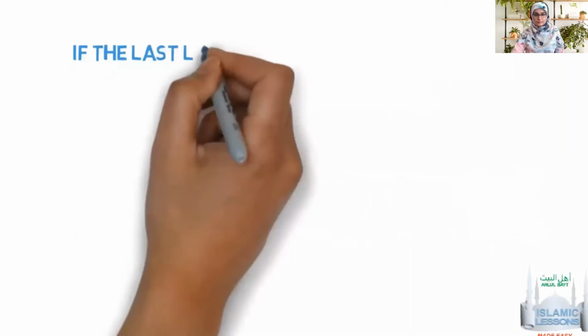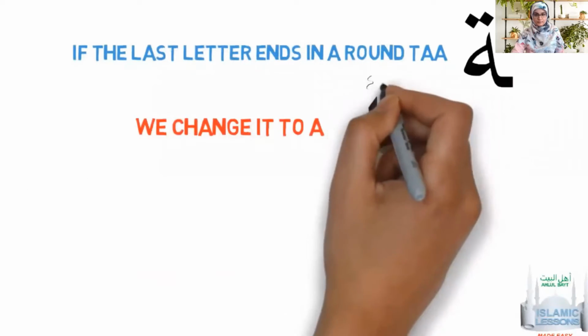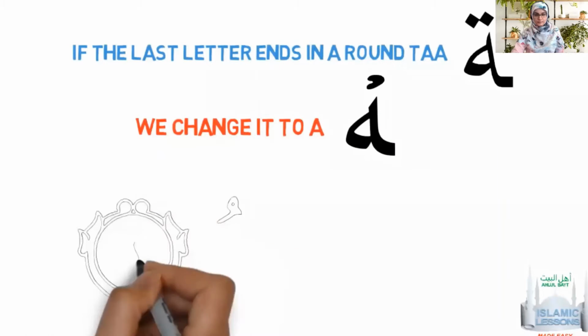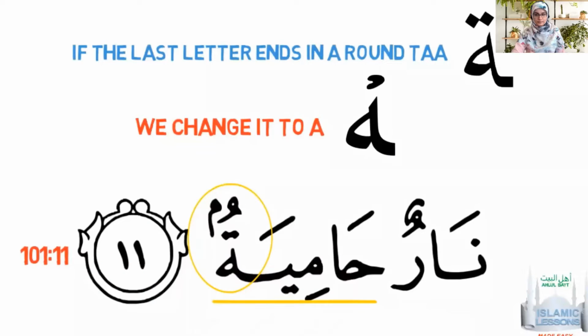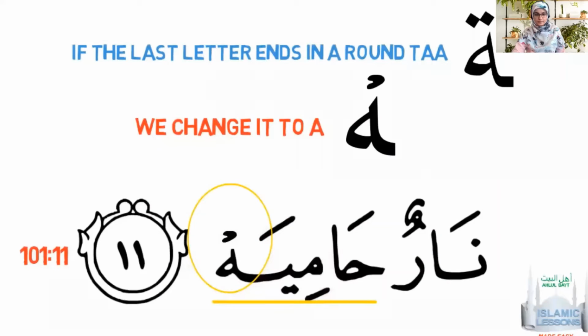If the last letter ends in a round ta, we change it to a ha and put a sukoon on it. For example, we see a round ta at the end of a word. The word reads hamiyatun. When we are reading and come to a stop, we change it to a ha with sukoon. Now the word reads hamiyah with a ha at the end.